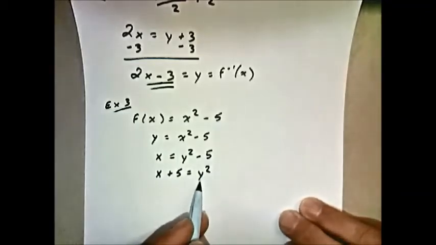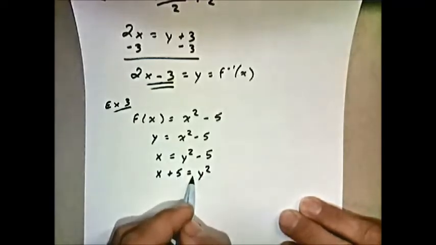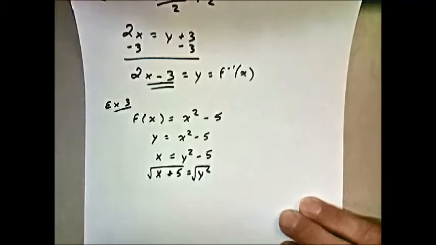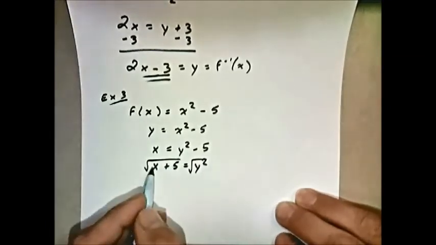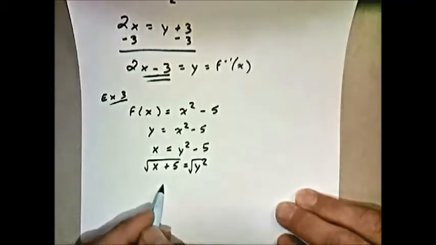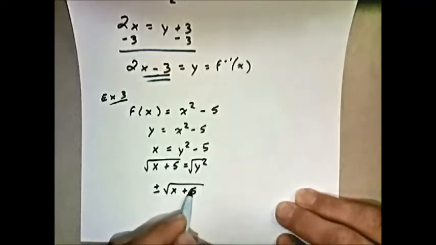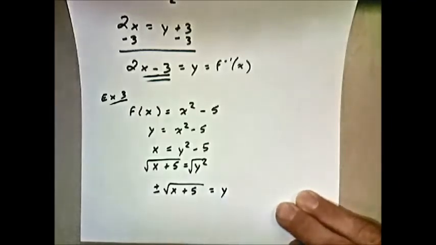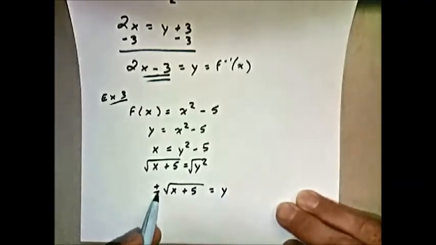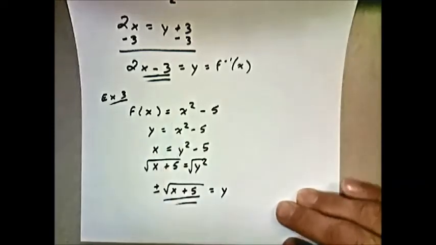Now we have to think, what undoes the square? And from Algebra 1, you should know that the square root undoes a square, and those are inverses of each other. So we have the square root of x plus 5. But remember, when we take the square root of a number, we can have the positive or the negative of that number as our answer. So we have plus or minus the square root of x plus 5. And that's your f inverse as well for this function.